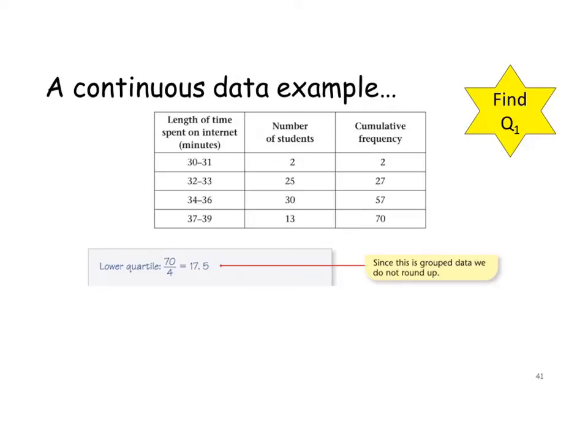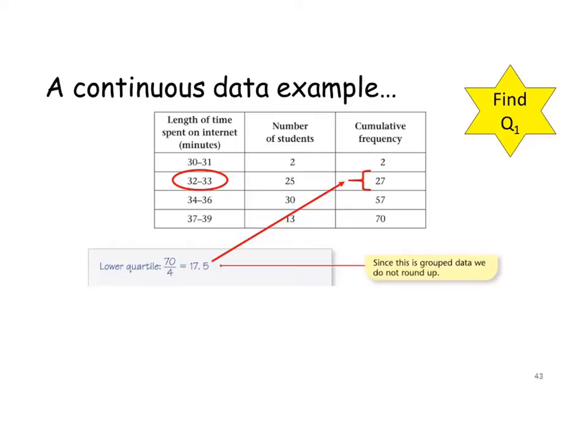So, first of all, we need to find Q1. Now, we can see that n is 70. So n divided by 4, 70 divided by 4 is 17.5. Now, where is 17.5 in my cumulative frequency? Well, we can see that in the second row, we have the positions from 3 to 27. So that means 17.5 is in the second row, and therefore in the class of 32 to 33.